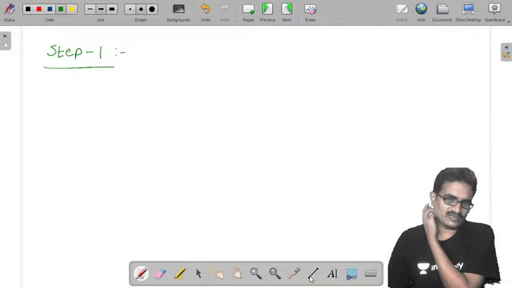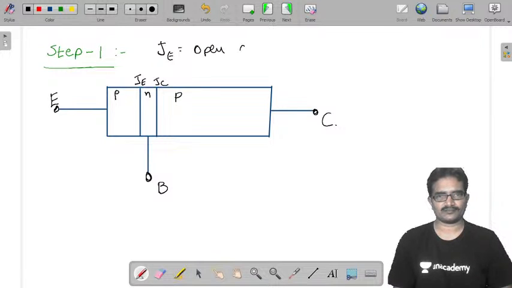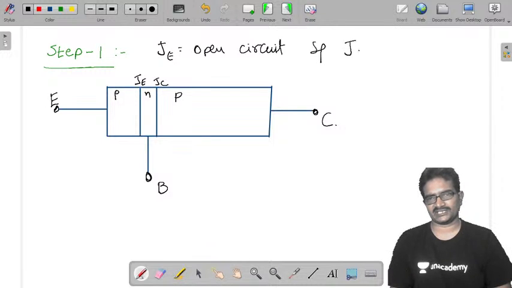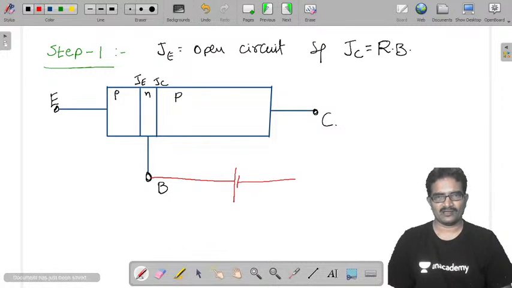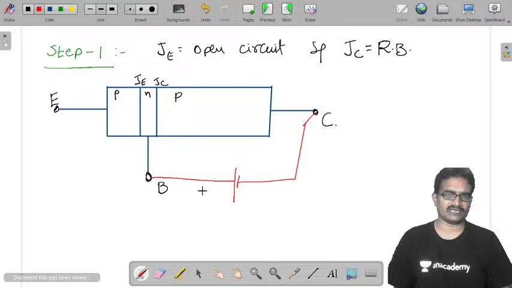The emitter is open circuit and the collector junction is reverse bias. Collector junction is reverse bias. So it should be reverse bias: N connected to positive, P connected to negative. Now your collector junction is under reverse bias.